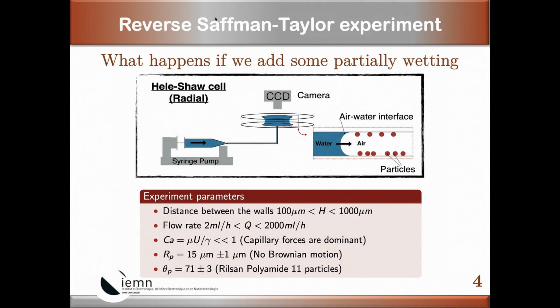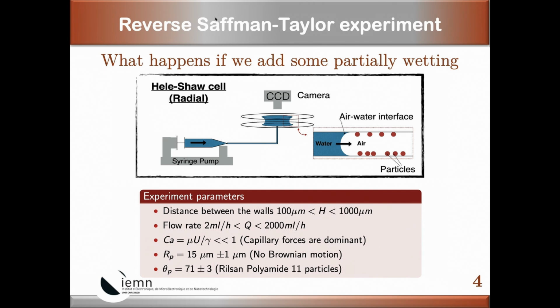We just have Hele-Shaw cells. We introduce some liquid at the middle of this cylindrical container, and we push it at a certain flow rate. The flow rate here is very slow, from 2 milliliters per hour up to 2000 milliliters per hour. The distance between our walls is typically 100 microns to 1000 microns. The capillary number, which compares viscous forces to capillary forces, is also very small, which means that capillary forces are dominant in our problem. Of course, the Reynolds number at this flow rate is also very small. So capillary forces are strongly dominant.